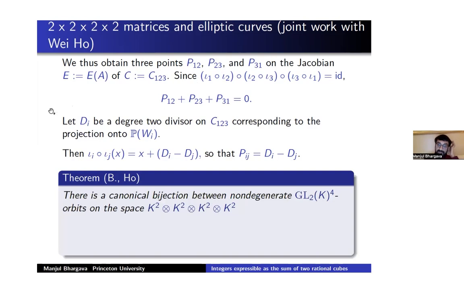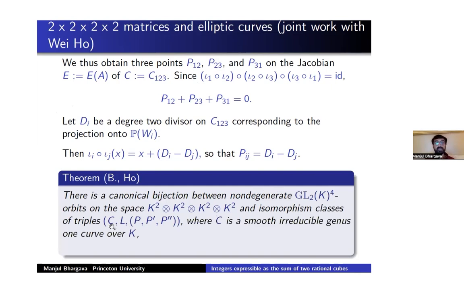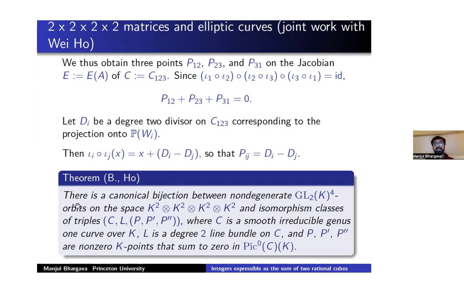And so the theorem that Wei and I proved is that there's a canonical bijection between GL2 to the fourth orbits on the space of 2 by 2 by 2 by 2 matrices over K, and isomorphism classes of triples, C, L, P, P prime, P double prime. Where C is a genus one curve over K, L is a degree two line bundle on C. The degree two line bundle is what's giving the map from C to the first P1, P of W1. And P, P prime, P double prime are three non-zero K points on the Jacobian of C. So that's the data.